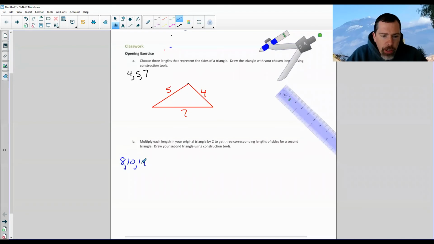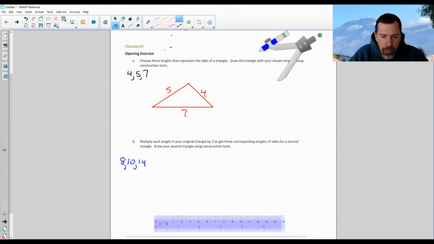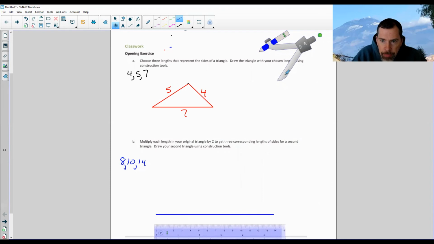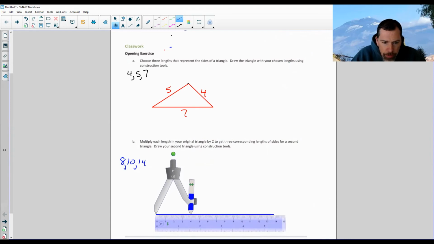Okay, so the sides are going to be 8, 10, and 14. So let's draw the first side of length 14, 0 out to 14. Okay, and then I'm going to get my compass, put it at one end. Okay, so I'll do the size 10. Wonder if this will open out to 10. No, of course not.